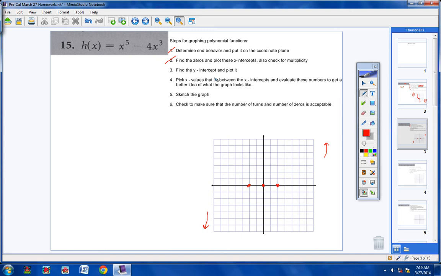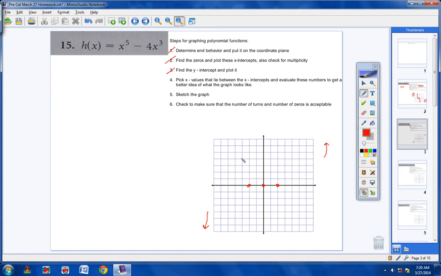Step 3, find the y-intercept. Well, it's going to be 0. I mean, everywhere there's an x, you put a 0. Put a 0 here, you get a 0, minus. Put a 0 here, you get a 0. 0 minus 0 is 0. So my y-intercept is 0. Okay? Remember, when you're finding the y-intercept, you put a 0 everywhere there's an x. Okay? Now, we're going to pick x values that lie between the x-intercepts and evaluate these.